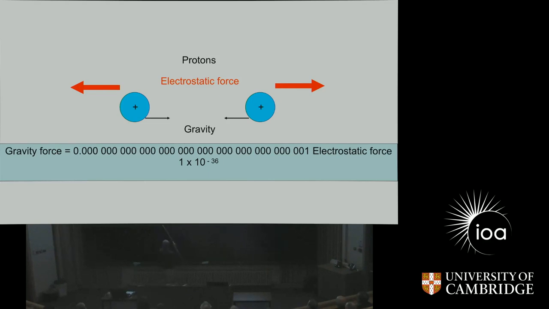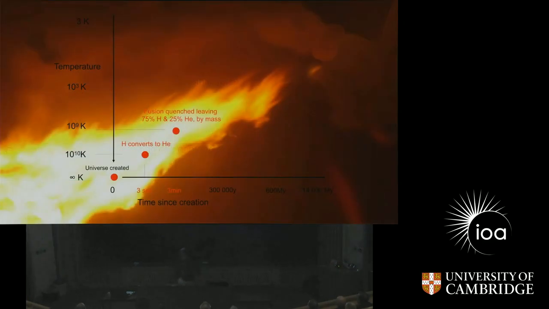But the force of gravity is, in relation to this, 10 to the minus 36 times the force of the electrostatic force. And what that means is that if we want to make a star, then we have to get an awful lot of protons and neutrons and electrons together in order that the sum of the mass becomes sufficiently large to enable us to push those protons together and get nuclear fusion going on, which is why stars are so large.